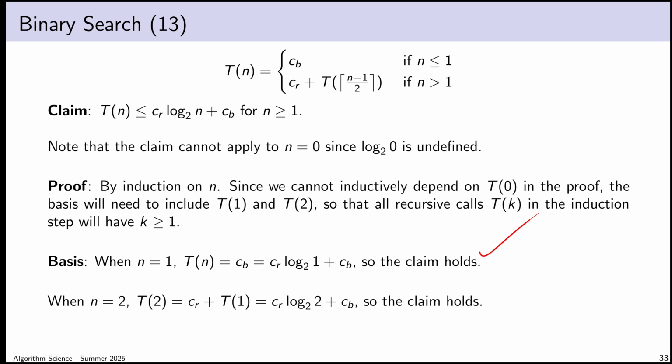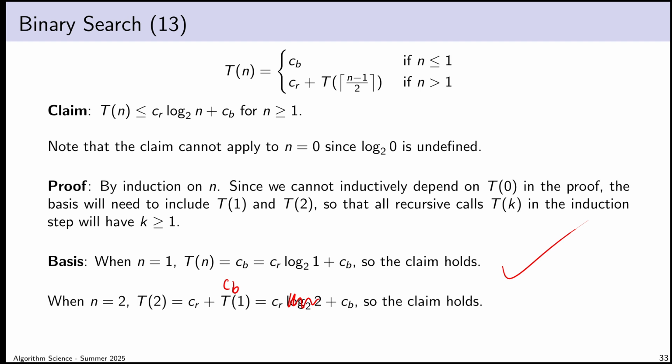When n equals 2, T of 2 is CR plus T of 1. Okay, I didn't need to write T2 up above. And then that's equal to CR times log base 2 of 2. Well, log base 2 of 2 is just equal to 1, so CR plus CB. And it turns out that the claim holds there as well. Because, I guess I omitted a step, but T of 1 is CB. So this ends up just equaling CR plus CB, and the claim holds. Okay, great, my basis is good. And I'm already running out of patience for this proof, even though I'm less than halfway through it.